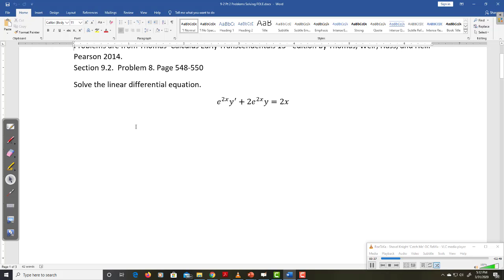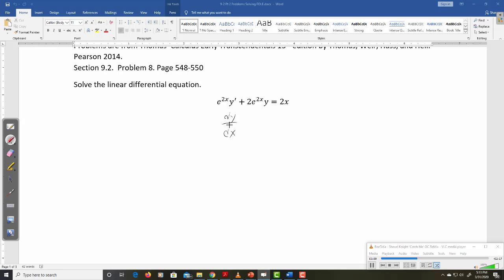This is section 9.2, problem number 8. It's from page 548 to 550. We're going to solve this differential equation. So let's see here. It is linear because we have the derivative right here. That's our dy dx. We have our function with the y, and we have a function just by itself.